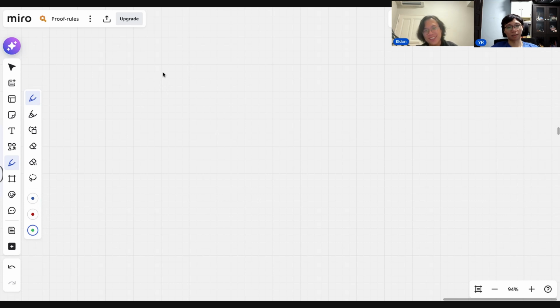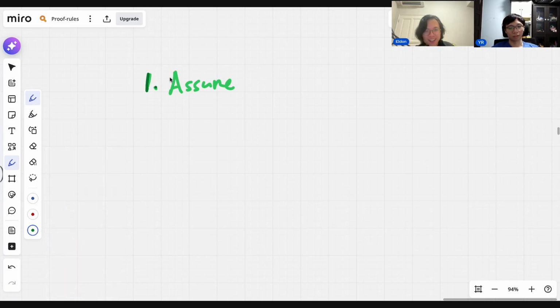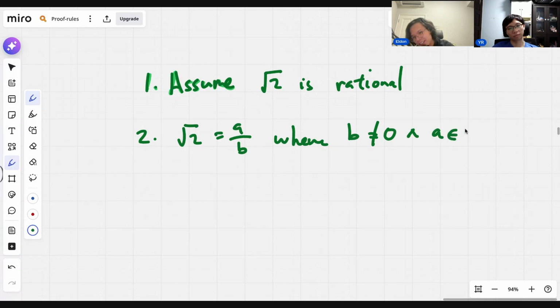What they'll do is they'll say, okay, we're gonna assume, in the green color, we'll go back to the depressing green, that square root 2 is rational. So then they will say this means that square root 2 is equal to a over b, where b is not equal to 0, a is an integer and b is an integer.